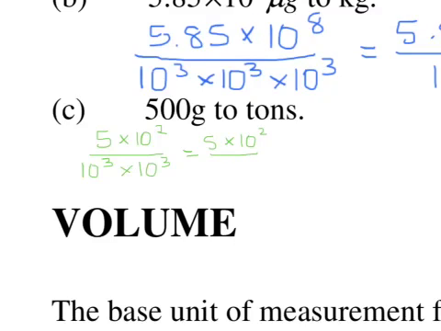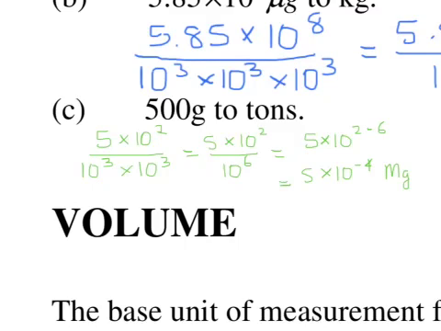Gathering up the powers in the denominator, using the first index law, 3 plus 3 is 6. Now using the second index law to bring up the positive power in the denominator and make it negative. So we've got 5 multiplied by 10 to the power negative 4, and that's now tonnes or megagrams.